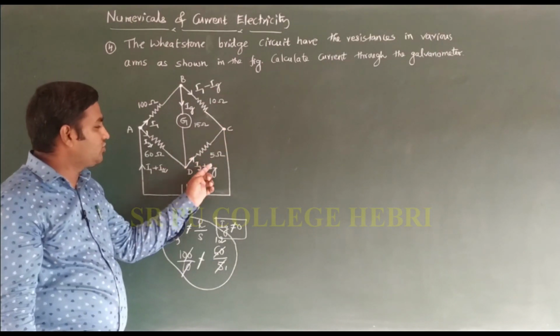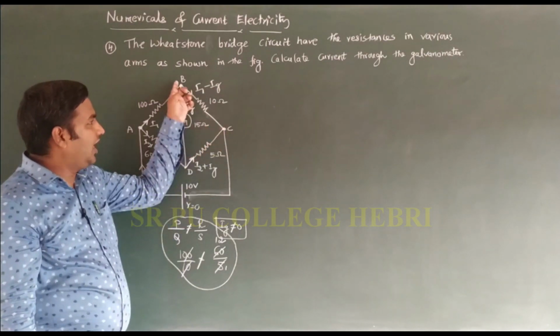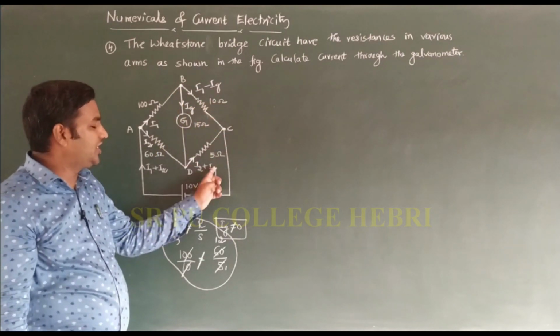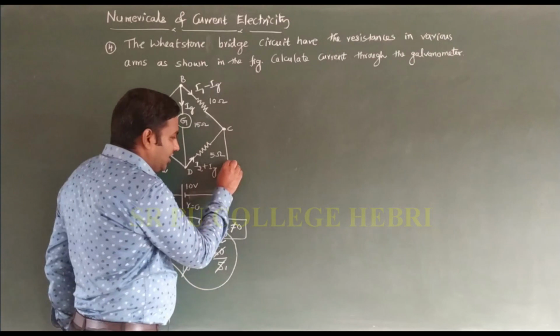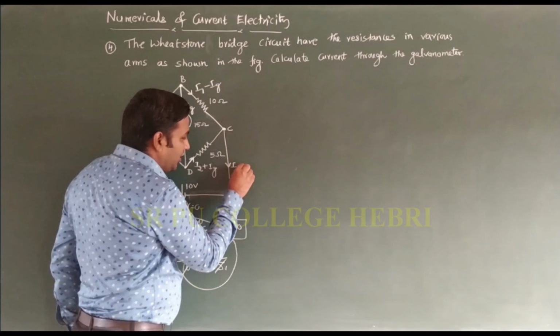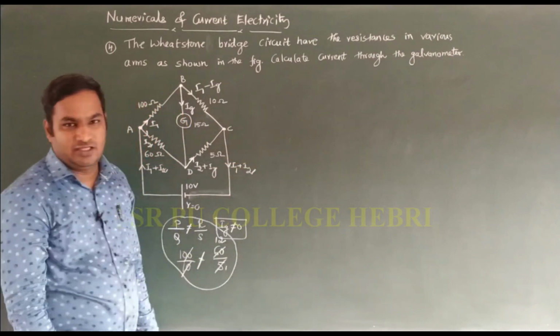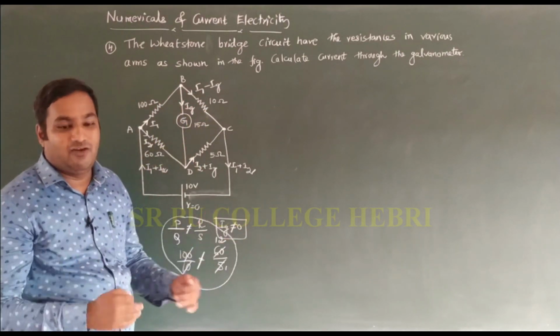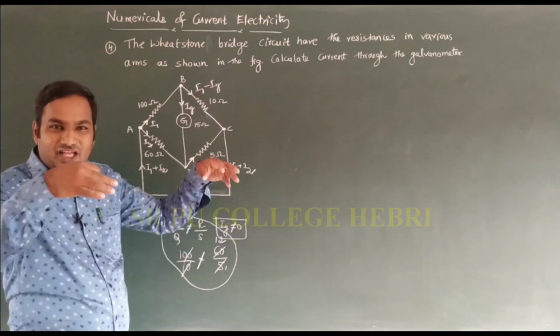Here I2 plus IG is entering this junction, I1 minus IG is entering this junction, and IG and IG get cancelled. Remaining here it becomes I1 plus I2. This is a simple way of explaining the circuit while dividing the current in a junction.